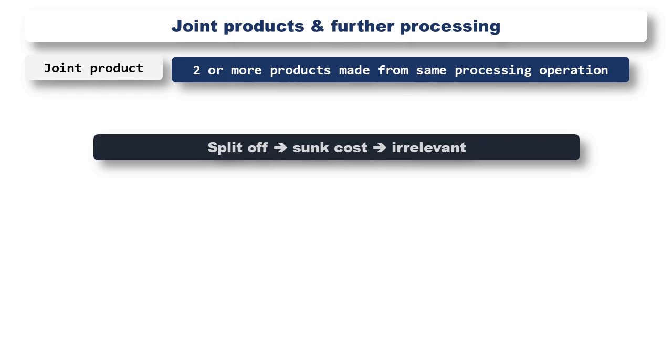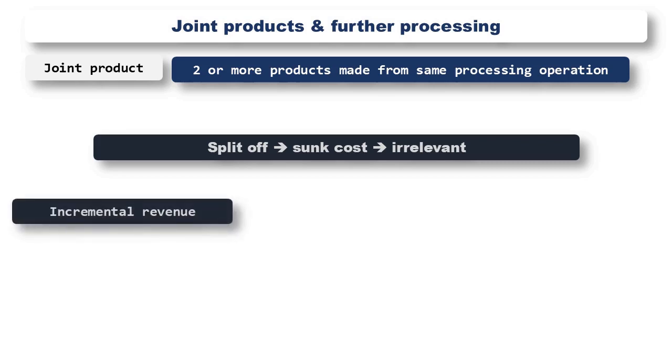We want to decide whether to take the joint product and do more with it. At the split-off point, the joint product already exists, and therefore the costs in making it have already been incurred and are therefore sunk. We need to compare the extra costs of processing with the increase in the selling price as a result of the further processing, to determine if we are going to make more contribution by continuing with processing or by selling the product at the split-off point.